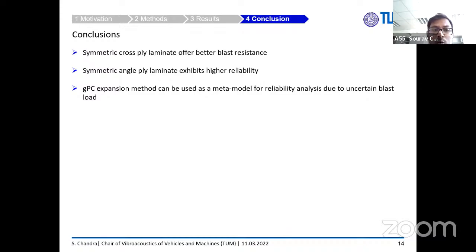So the GPC expansion can also be used for this analysis, while we consider R and W as random parameters. So thank you.